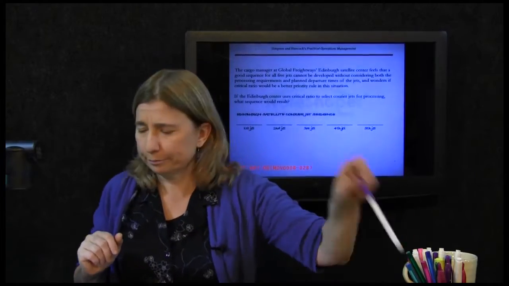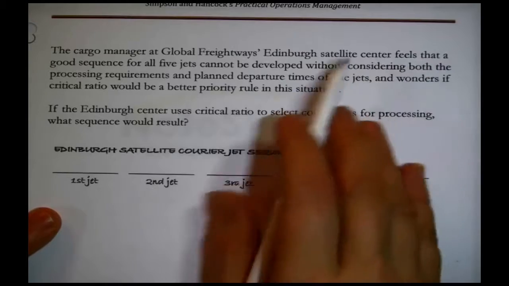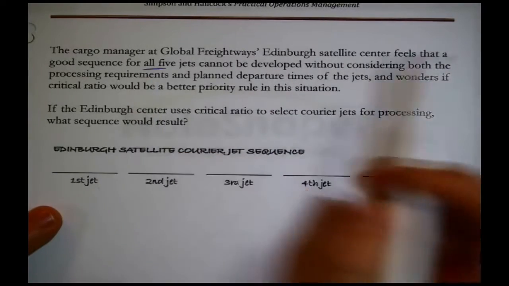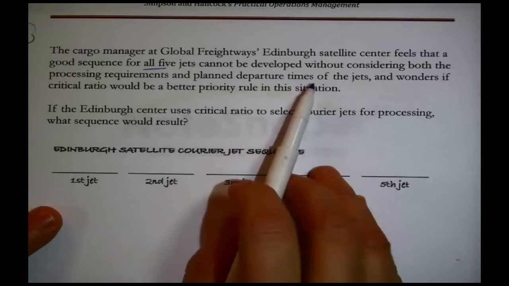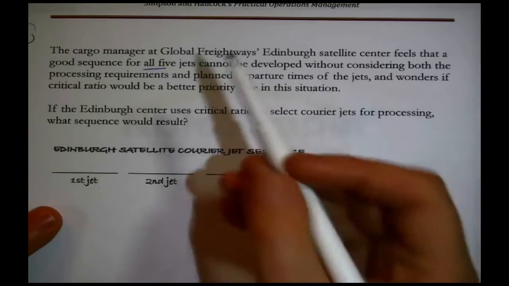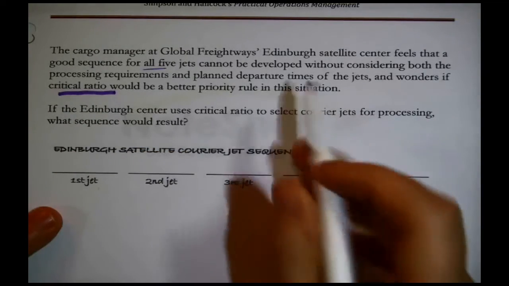Let's take a look. The cargo manager at Global Freightways Edinburgh Satellite Center feels that a good sequence for all 5 jets cannot be developed without considering both the processing requirements and the planned departure times of the jets, and wonders if the critical ratio would be a better priority rule for this situation.